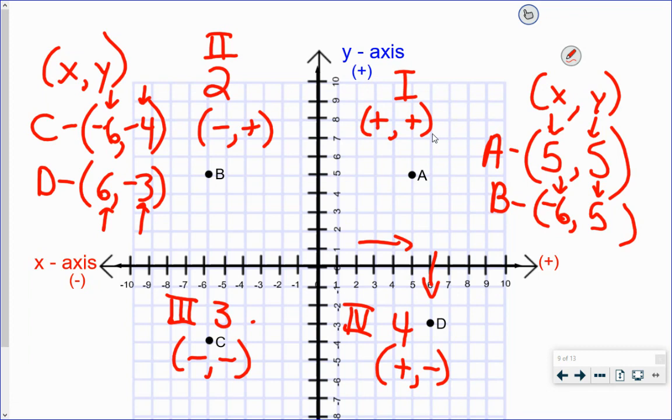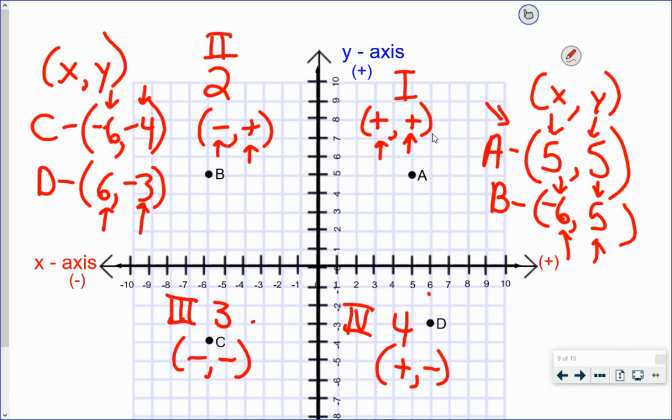So let's go over that again. If I'm in quadrant 1, x will always be positive and y will always be positive, just like point A here. If I'm in quadrant 2, x will always be negative and y will always be positive, just like here. Point B meets that criteria: negative, positive.